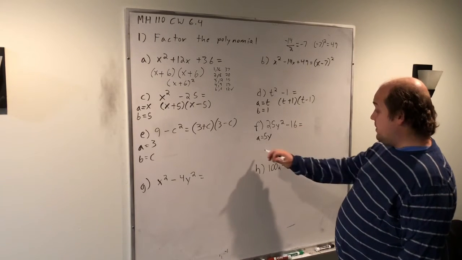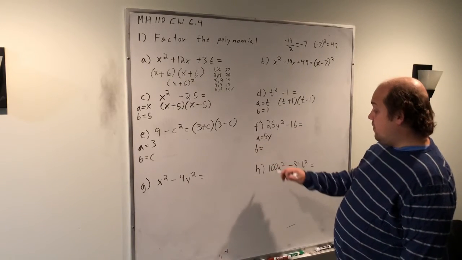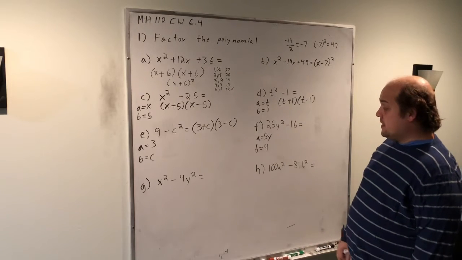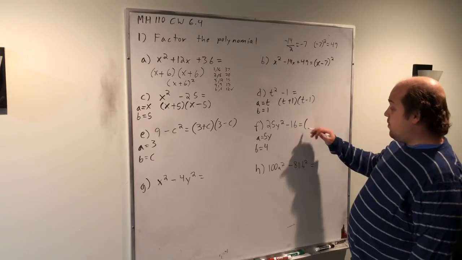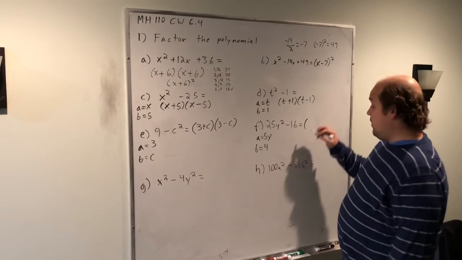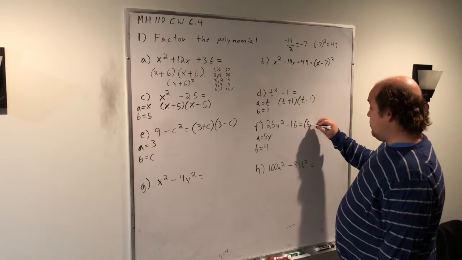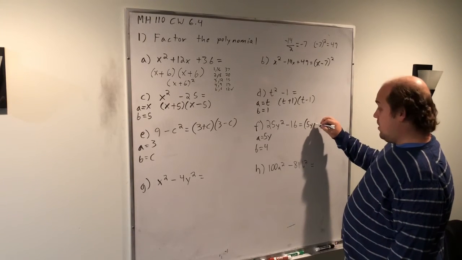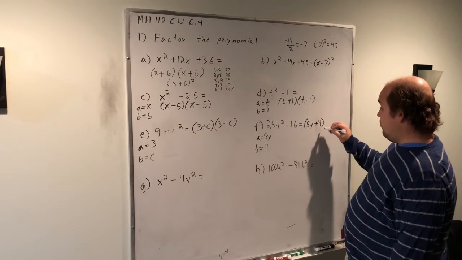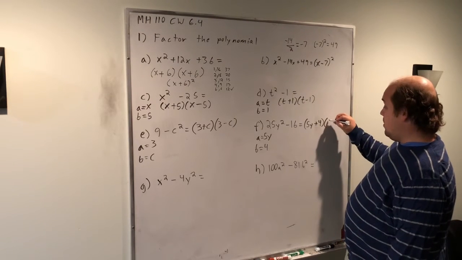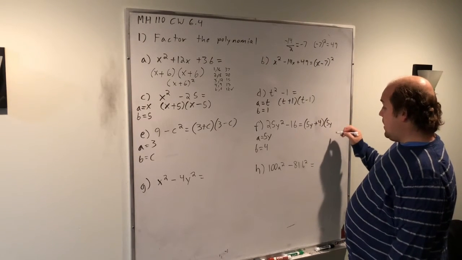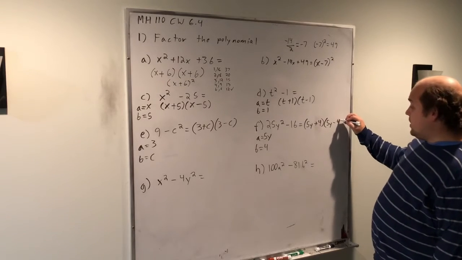For the second term, it's a 16. I know that 4 times itself gets me to 16. I then set this up the way I have the ones above. I write the first term square root, which was 5y, plus the second term root, which was 4, the first term root, 5y, minus the second term root, 4.